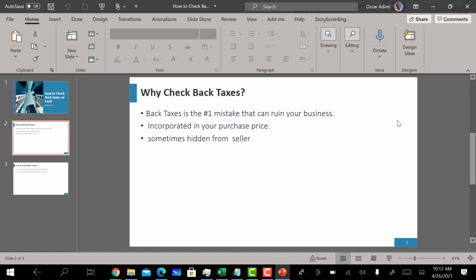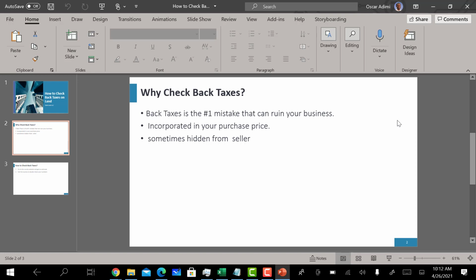Make sure that the back tax is incorporated in your purchase price and not separate from your purchase price. That's the ideal that you want to go after. Some sellers may tell you that they have back taxes on the property. Others may not. They will say do your own diligence, or they will not even say anything. So it's your job to search.